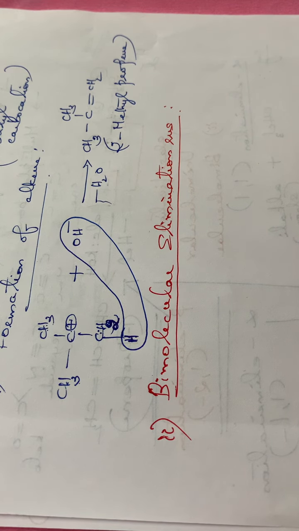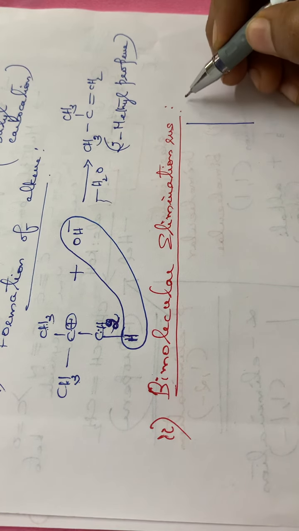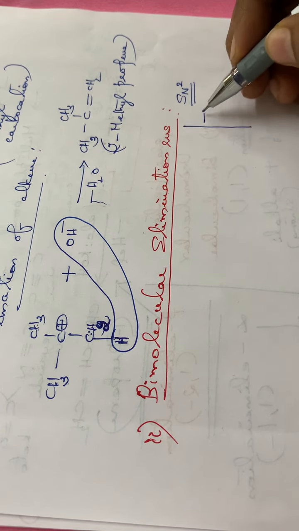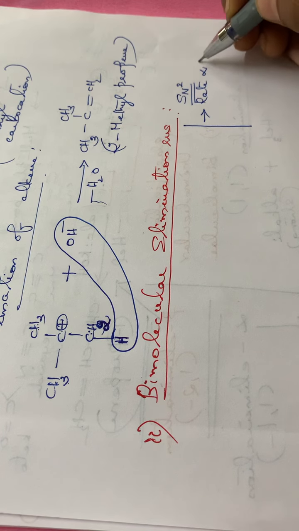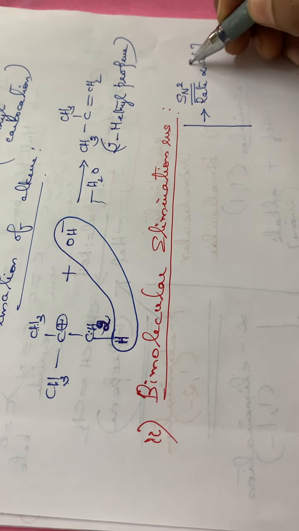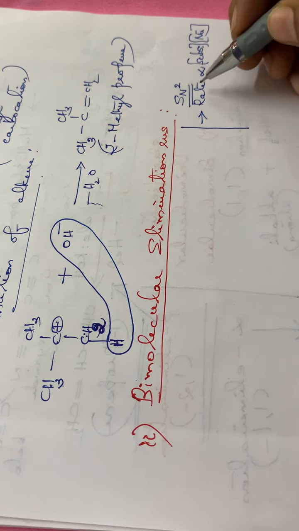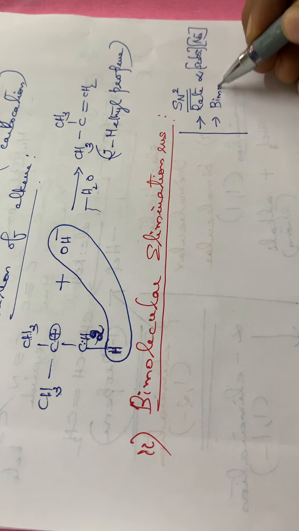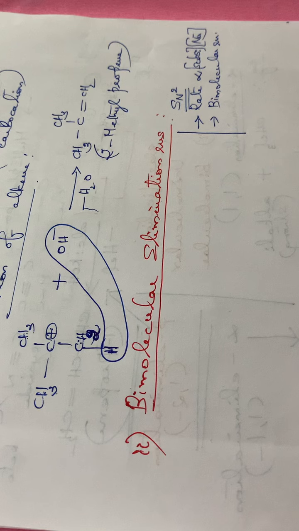In the case of bimolecular elimination reactions, you have to keep in mind the various factors of the SN2 reaction. In SN2, the rate of the reaction depends upon the concentration of the substrate as well as the nucleophile, isn't it? Therefore, we can say that it is a bimolecular reaction. We had already seen all these.